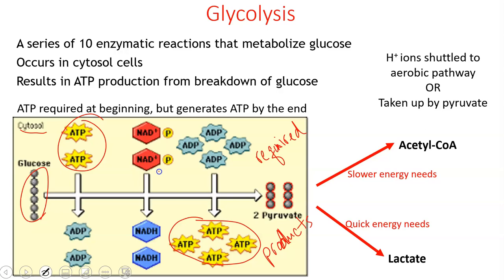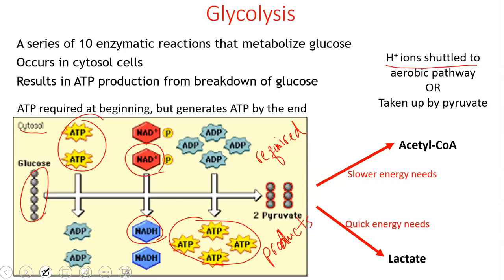NAD essentially is a molecule that acts like a shuttle, and it's going to pick up hydrogen ions that come out of these chemical reactions. And so when it picks up a hydrogen ion, it's called NADH. This is important because these hydrogen ions are going to be taken or shuttled to the electron transport chain. And remember, the electron transport chain, like I said, is going to rely on a concentration gradient of hydrogen ions in order to make ATP.